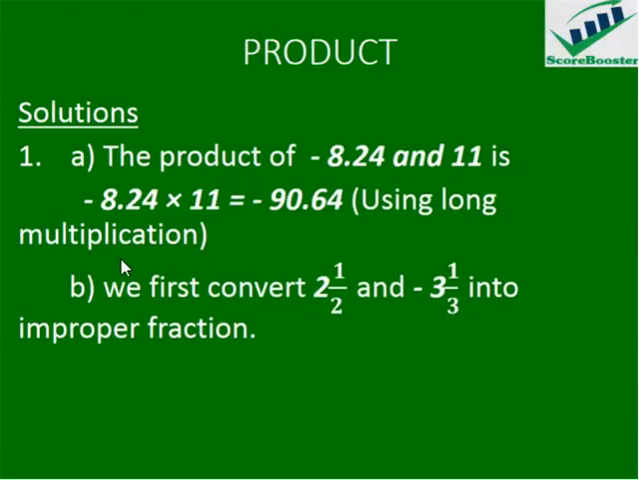So the second question says we should multiply 3, 2.5 and minus 3 whole number 1/3. You know this and this are mixed fractions. So the first thing you do is to convert them into improper fractions for easy multiplication. So we first convert 2.5 and minus 3 whole number 1/3 into improper fractions. That's the first thing to do.